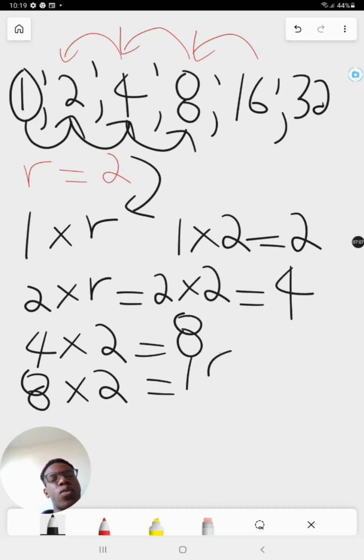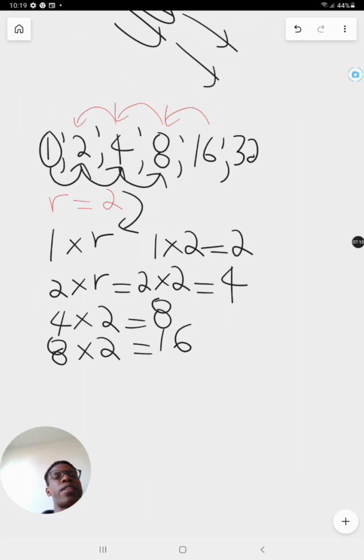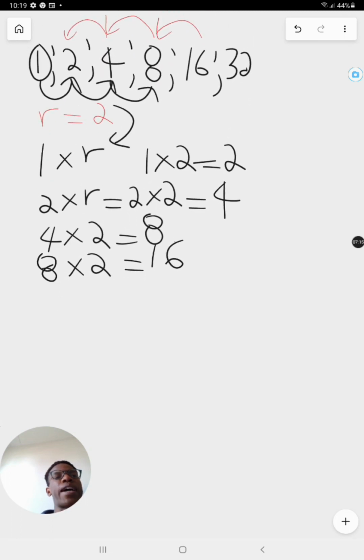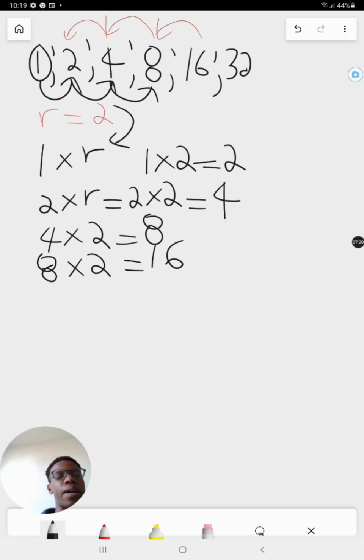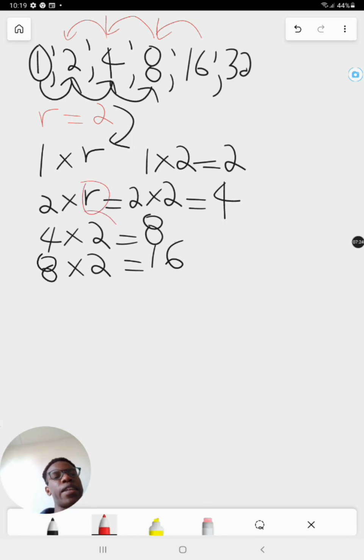Now, you will notice what's happening here. For me to get to the next term, all I have to do is multiply the term that I have right now by r, which is my common ratio. The common ratio won't always be 2. It can be any number, but all I'm doing is taking the term that I have and multiplying it by the common ratio to get to the next term.